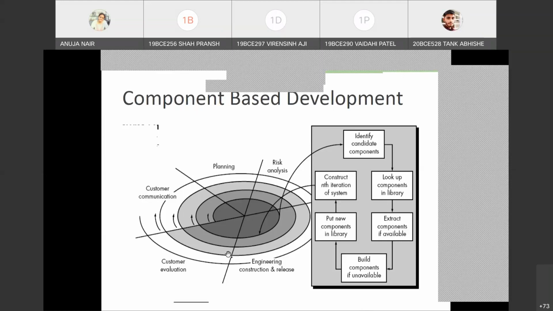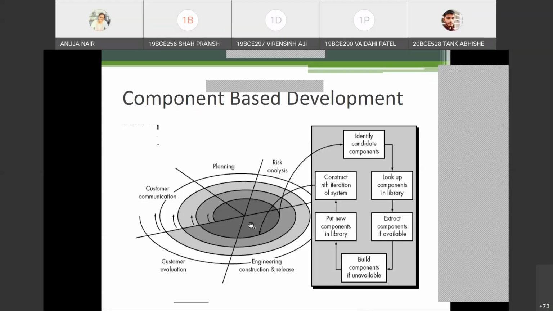So here the diagram shows it used in spiral model. When you are doing construction in spiral model, you are using the component based approach, right? Just because you know that the components are available, you can use the component based approach. So it is not a model, don't confuse. Component based development is not a model, it is just an approach that you use when you are constructing, when you are developing your code. Am I understood?